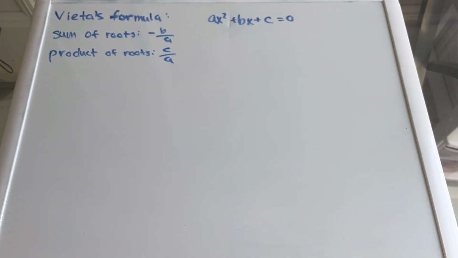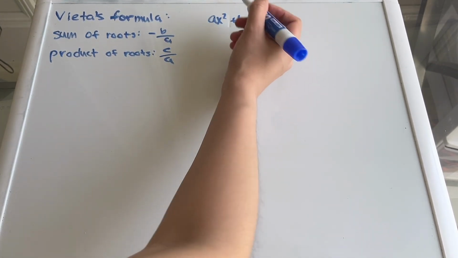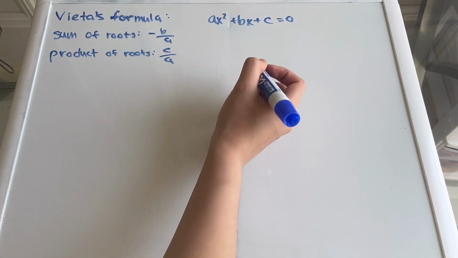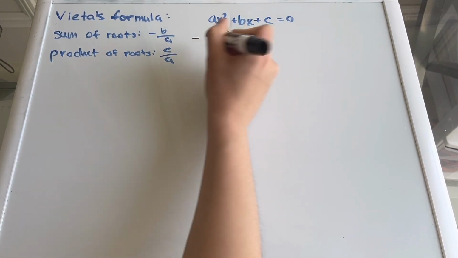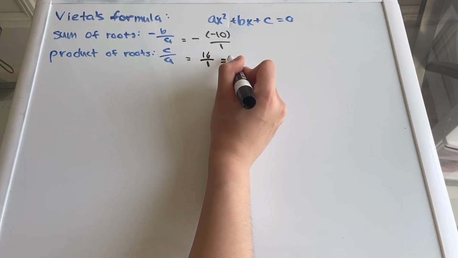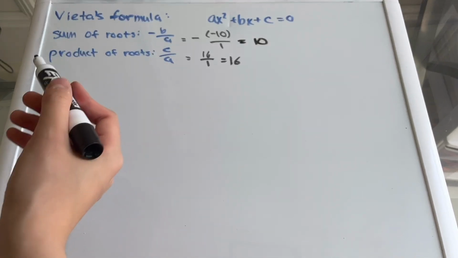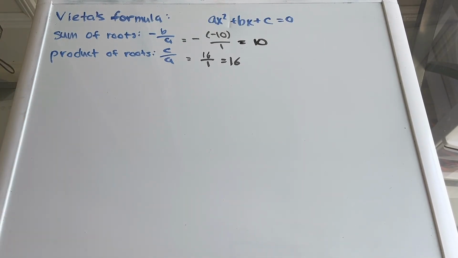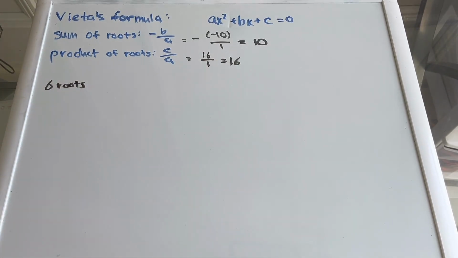Since the b in this situation is negative 10, and the a will be 1 because it is just z to the 6th power, we can simplify this. This would equal negative of negative 10 over 1, which simplifies to 10, and c over a, the constant, is 16 over 1, which equals 16. So now we know that the sum of the roots is 10 and the product of the roots is 16. Since the highest power is the 6th power, there are going to be 6 roots that have the sum of 10 and the product of 16.